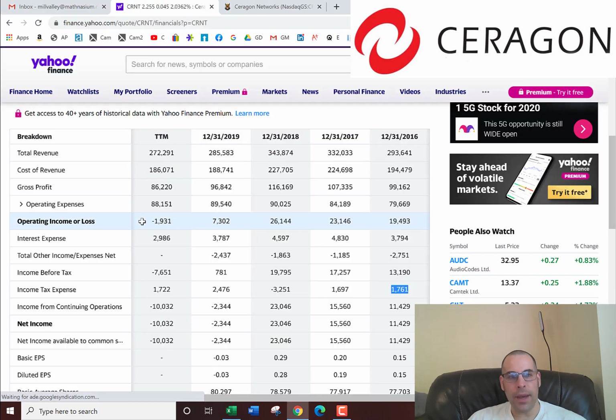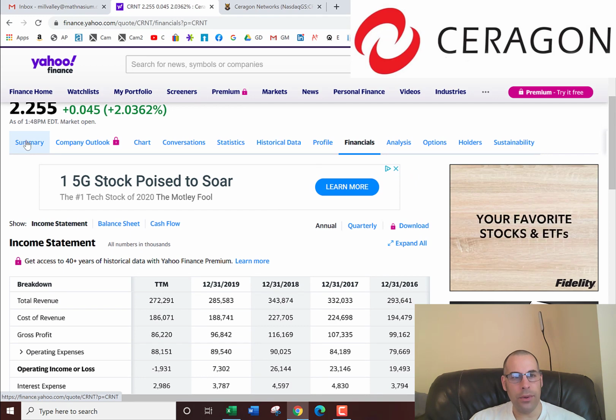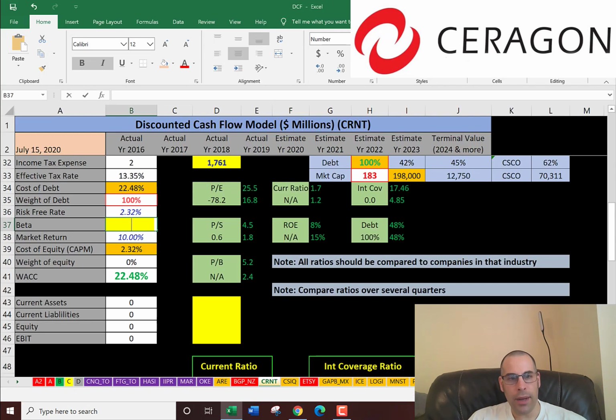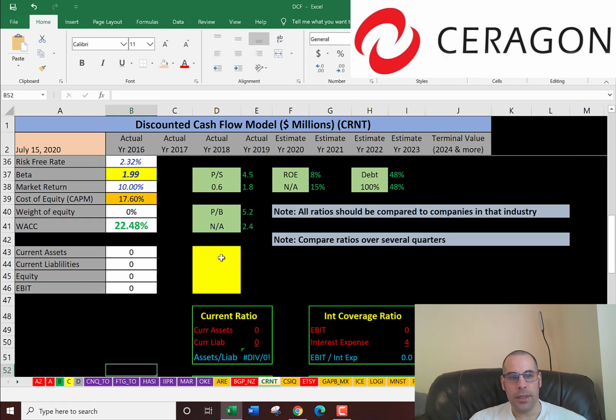Let's get the cost of equity. We need the beta. That's how much the stock moves relative to the market. And I have a beta of 1.99, so it's pretty volatile, the stock. It moves roughly twice what the market moves.